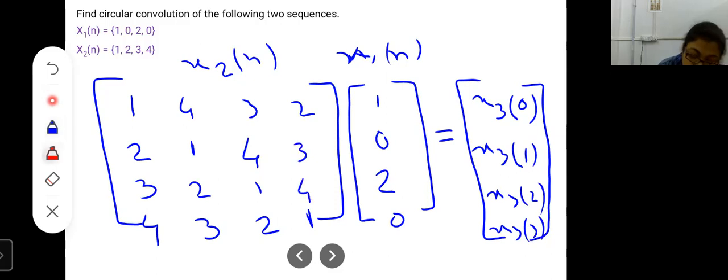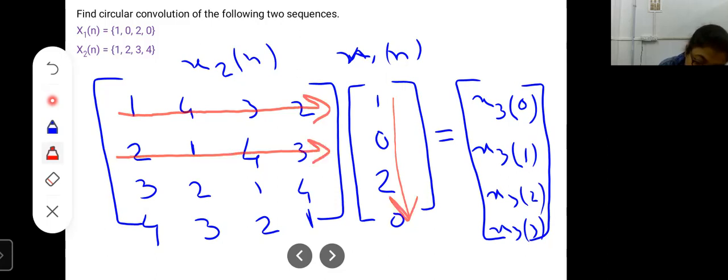Now simply do the matrix multiplication and addition, because here this row should be multiplied with this, which gives you the result x3(0). Now when we multiply this to this, again this gives you x3(1). So this way you have to complete the result and you will get the same result again. So this approach is called the matrix approach, and this approach is quite easy.